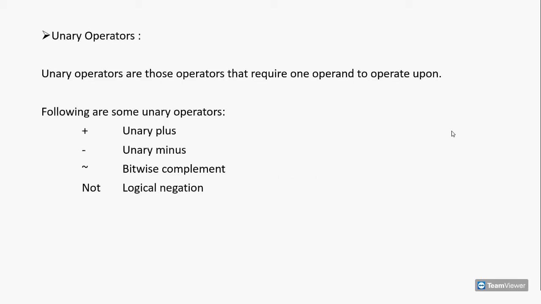Unary operators. Basically, unary operators are those operators which require one operand to operate upon. So we have some examples of the unary operators, which are plus, which is the unary plus, minus, which is the unary minus, the tilde, which is the bitwise complement, not, which is the logical negation.